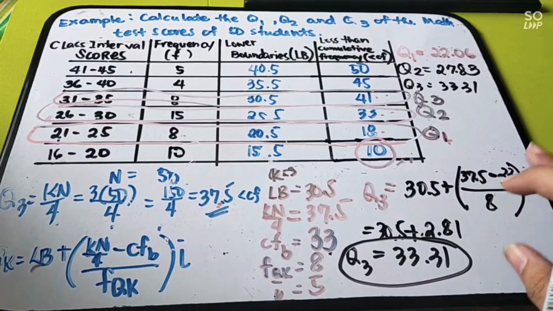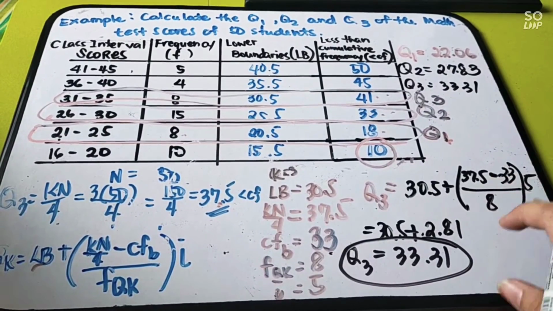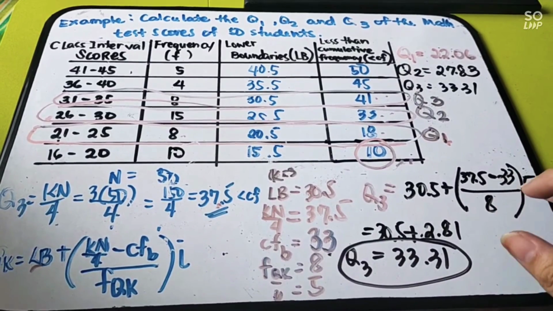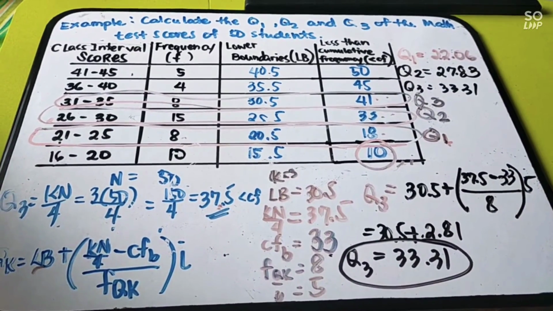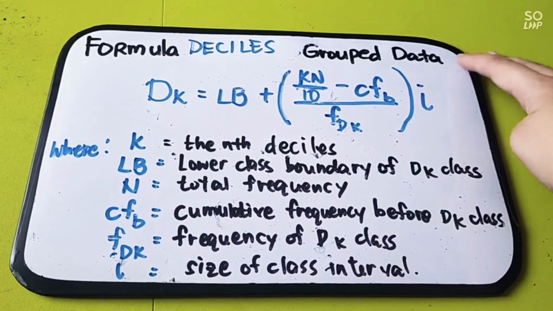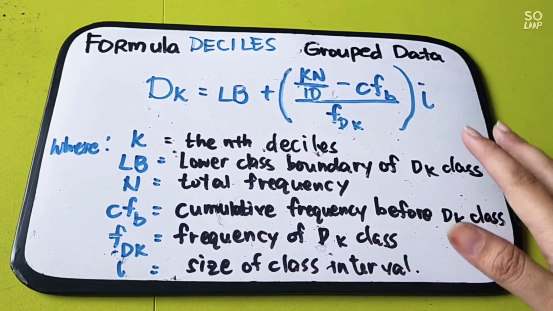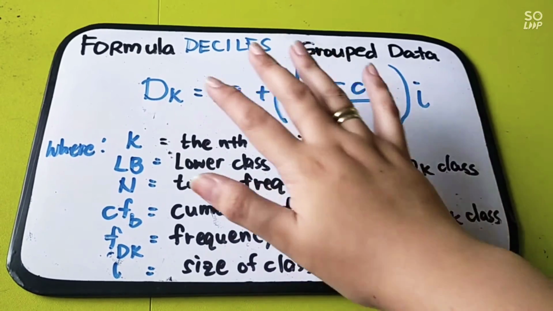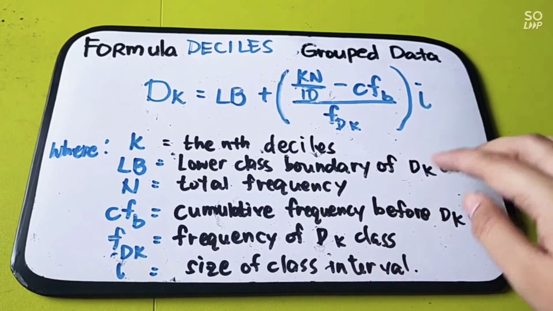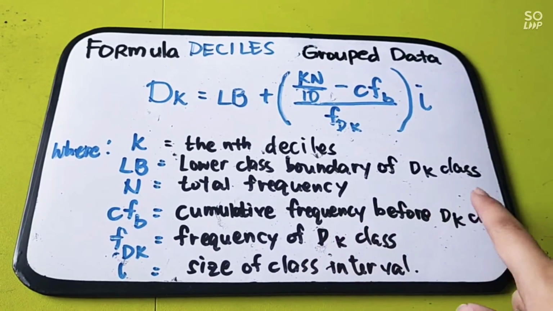Madali lang kung siya ay iintindihin mong mabuti. Okay? So, now, let's move with the deciles for group data. Move with the formula of deciles for group data. Kamukha lang din siya ng ating quartile. Ang nabago lang, sa imbes na letter Q, naging letter D. Then, deciles na yung ating hinahanap. D sub K.